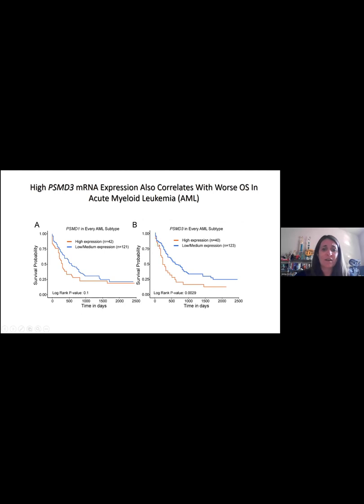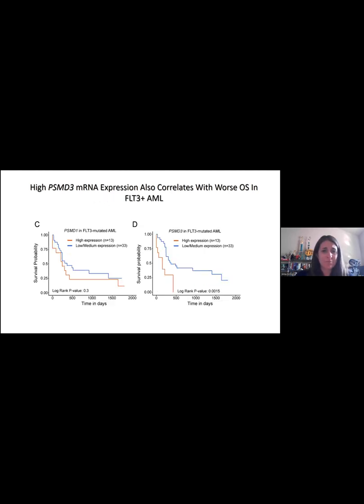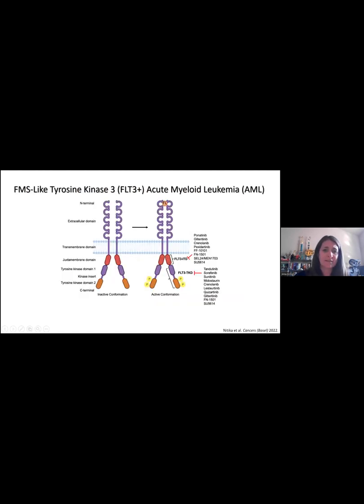So CML is caused by a single genomic abnormality, the BCR-ABL oncogene. But AML is very heterogeneous and caused by many different mutations and molecular abnormalities. So when we zoomed in on different subtypes, we decided to focus on FLT3 positive AML. And you can see that patients with FLT3 positive AML who have high levels of PSMD3 expression have a sharp reduction in overall survival. So what is FLT3?